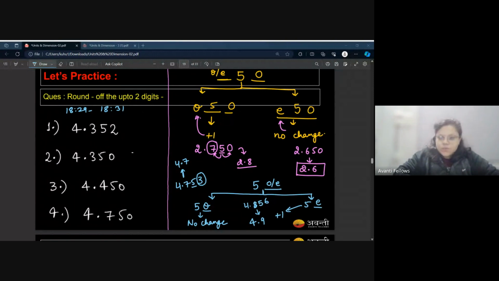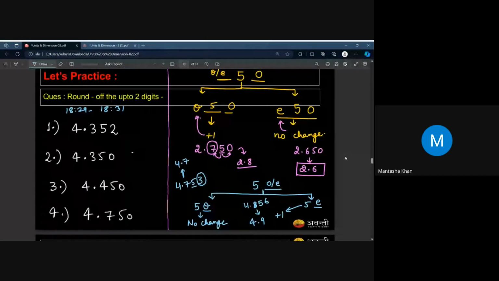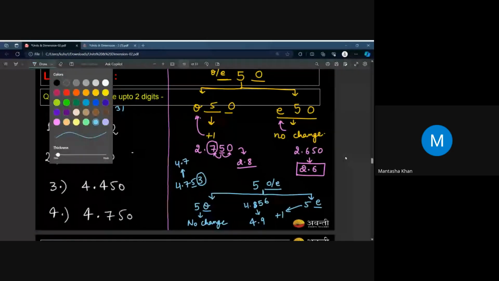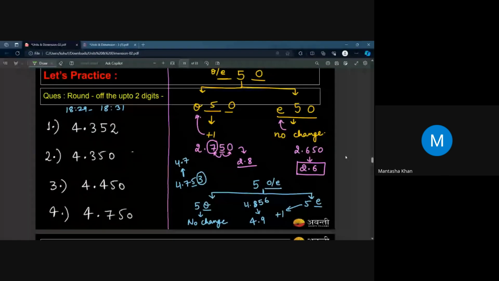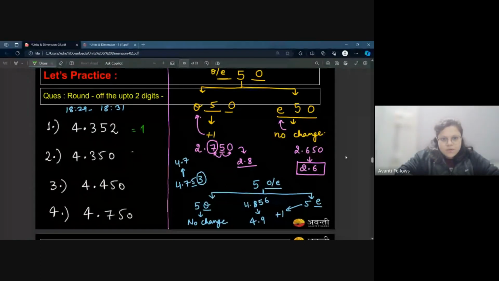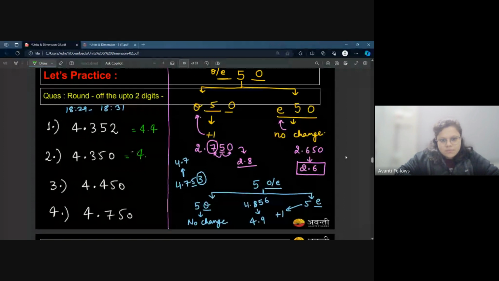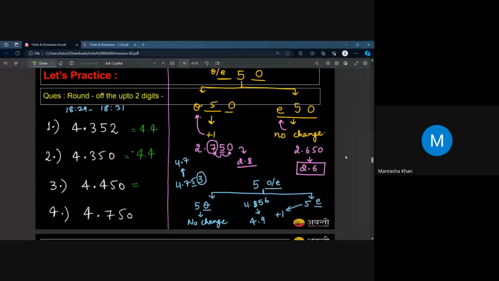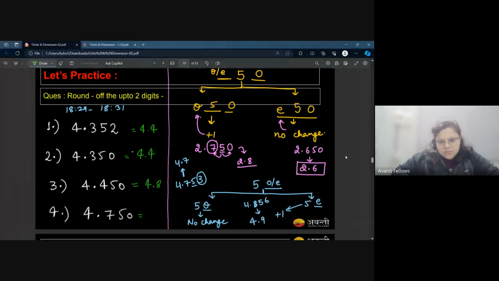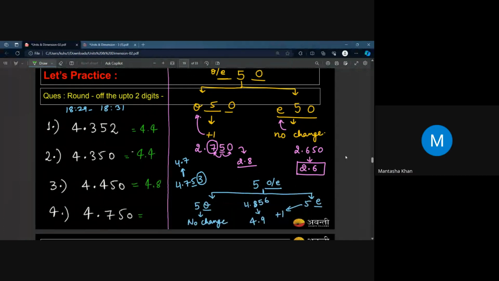Okay, so time is up. Mantusha, can you start? Yes, ma'am. First one, 4.4. Okay. Second one, 4.4. Cool. Third one, 4.4. Nice. Last one, 4.8. Good.